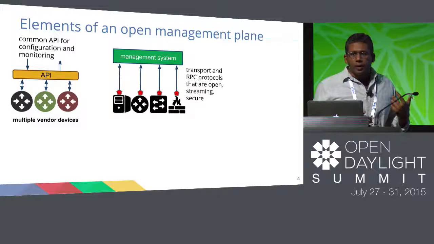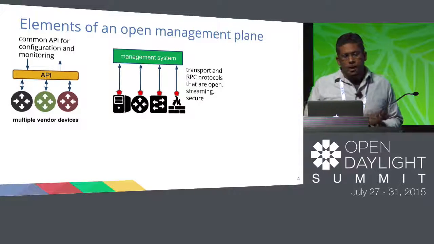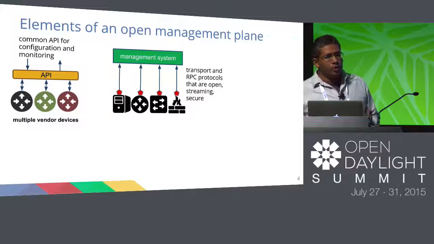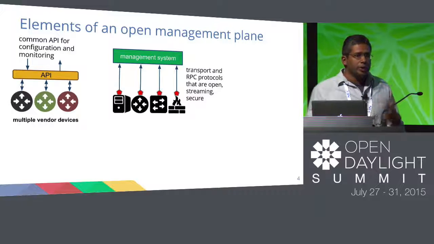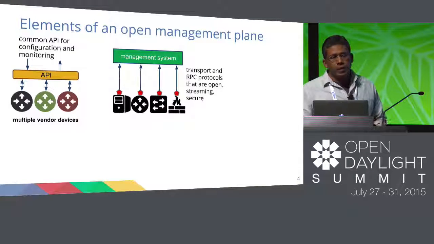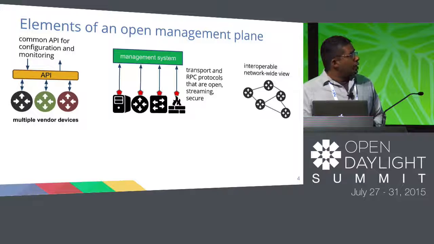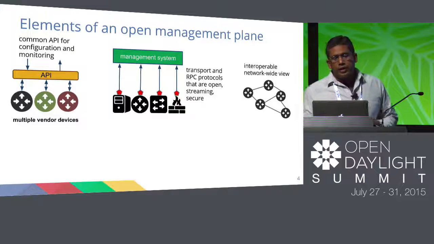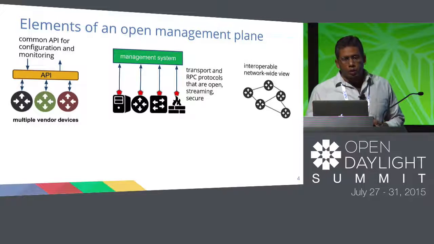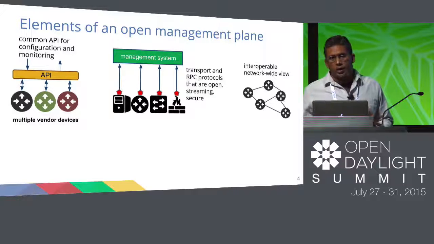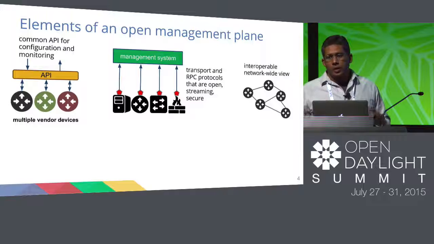And so here, we view this as being realized through transport and RPC protocols that are open, that are built on a streaming model where devices actually stream the data to the management system, and that, of course, have security as a first-class element. And then finally, there's the notion of having an interoperable network-wide view. So this is about having a topology model that's common, that can be shared between network devices and the management system. So there's a common understanding of what the elements of the network are and what the connectivity looks like.